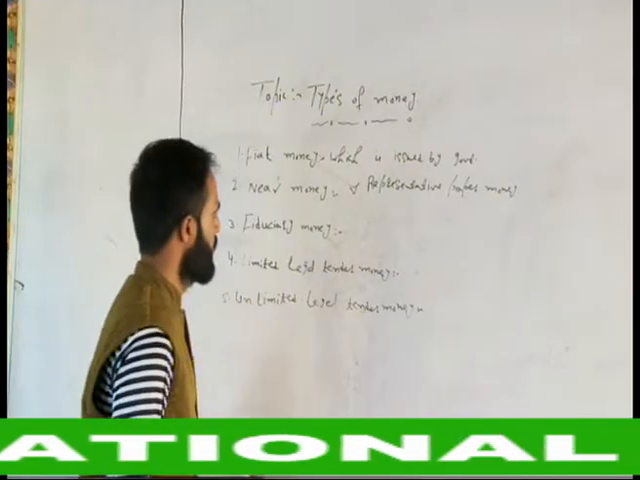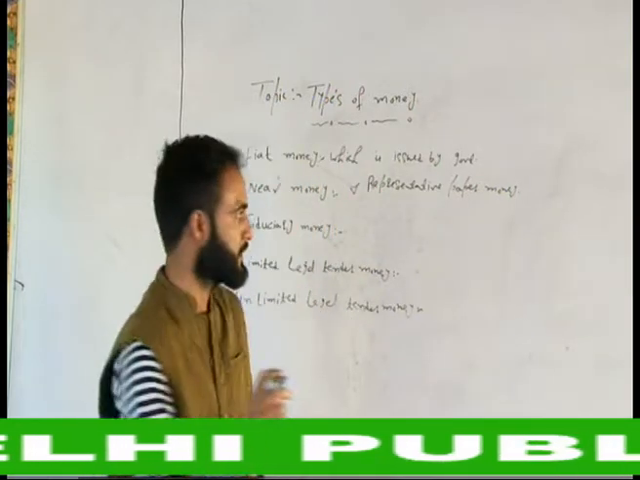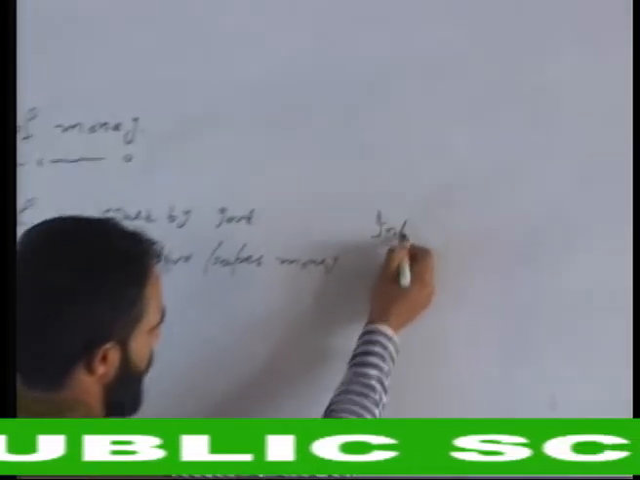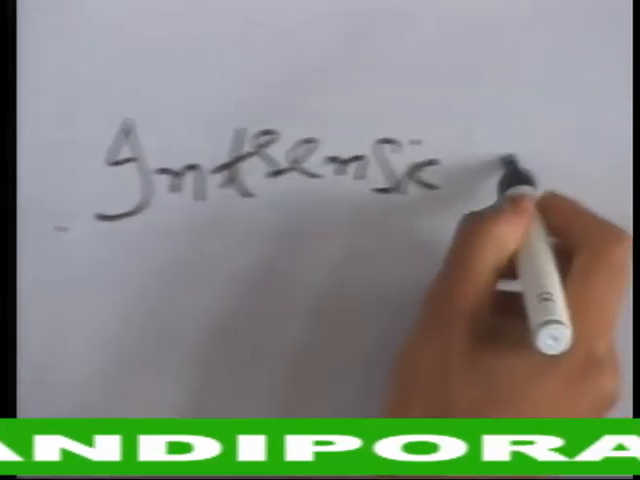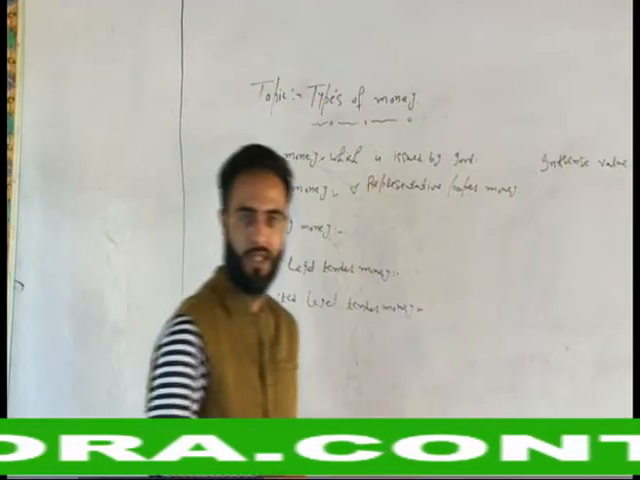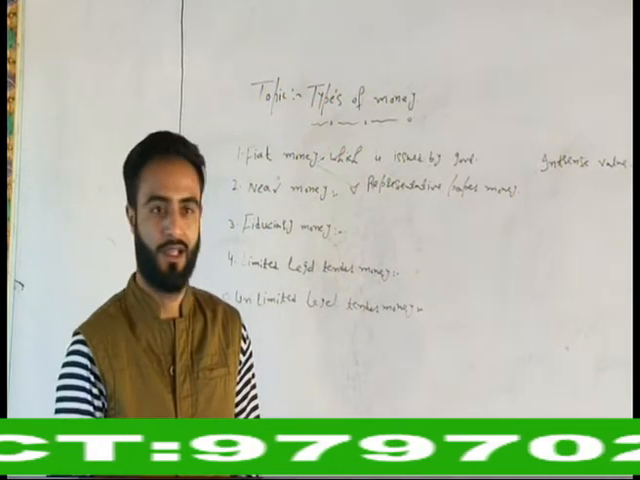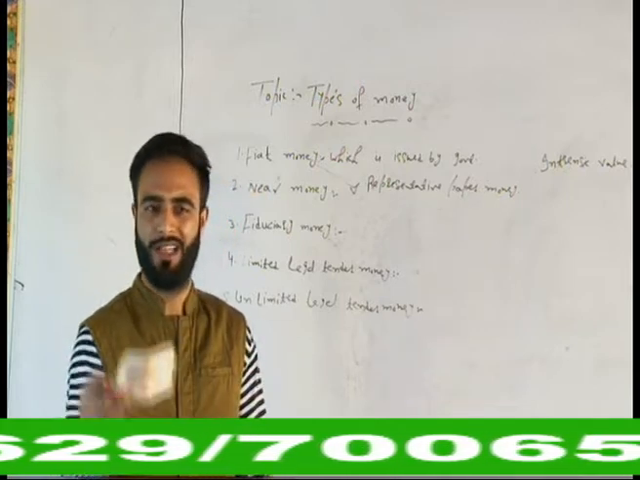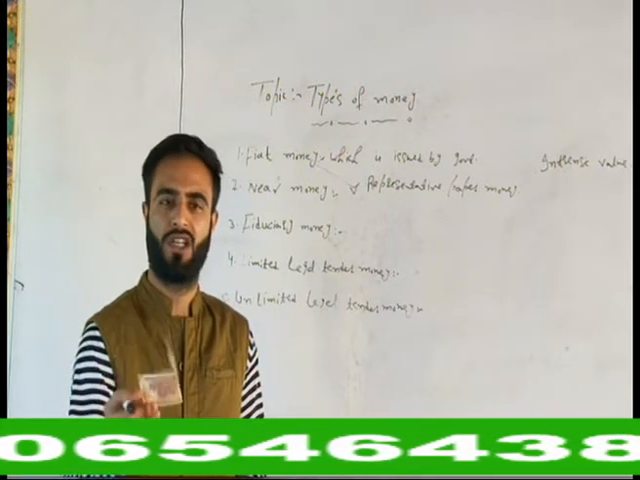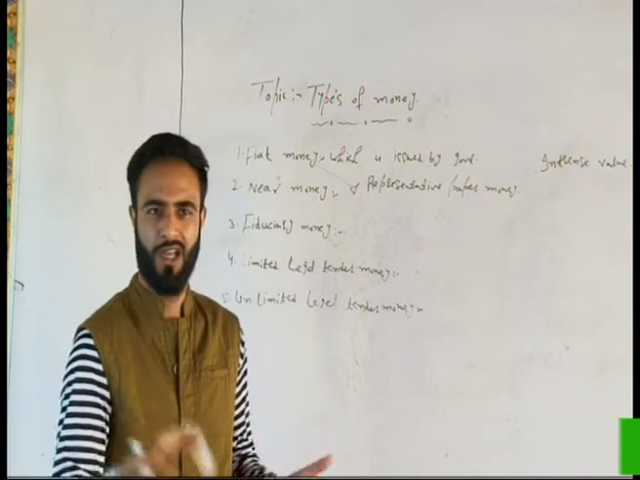What does it mean? Fiat money is such a type of money which has no intrinsic value. What does intrinsic value mean? Intrinsic value means the value of the thing, the commodity, from which we have made this note. This note is basically made of paper. It has no cost, no value at all. It is simply a piece of paper. It has no intrinsic value.